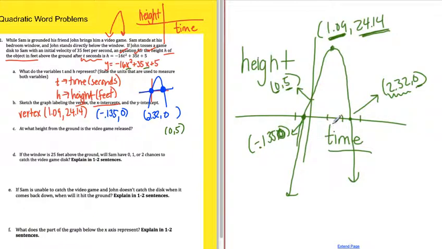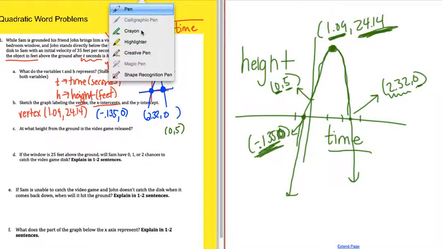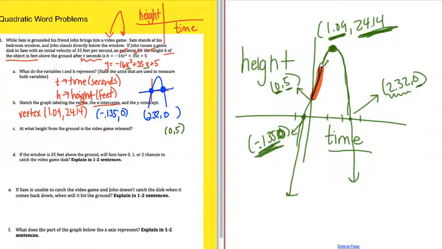So one of those shouldn't make sense to you. There really can't be negative time. So he's throwing this game, and 0 would be the time where he's just standing there holding it. And then after that, you can see that the game goes up, up, up, up, up. In the first 1.09 seconds, it traveled the 24 feet. And then it dropped from that point down. So this part of the graph, I'm going to highlight it. This part of the graph is really the only part we need to look at.